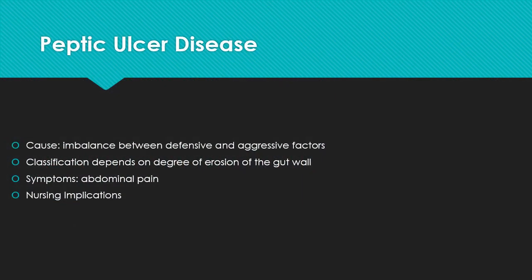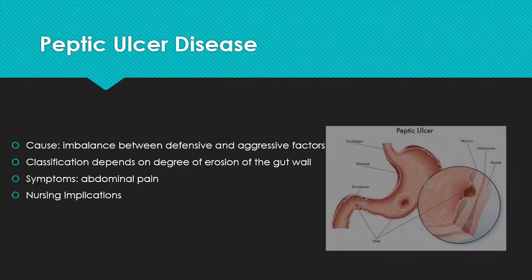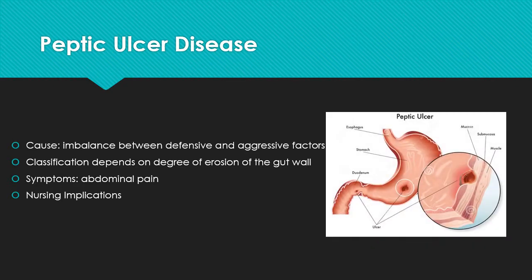Peptic ulcer disease is an upper GI disorder. This illustration shows an ulcer in the stomach and one in the small intestine. It can be caused by an array of factors such as H. pylori, which is an aggressive bacteria, and something as simple as mucus, which is a defensive factor. The most common symptom that patients usually have is abdominal pain. Treatment for these ulcers requires a less acidic environment in the stomach so that they can heal.